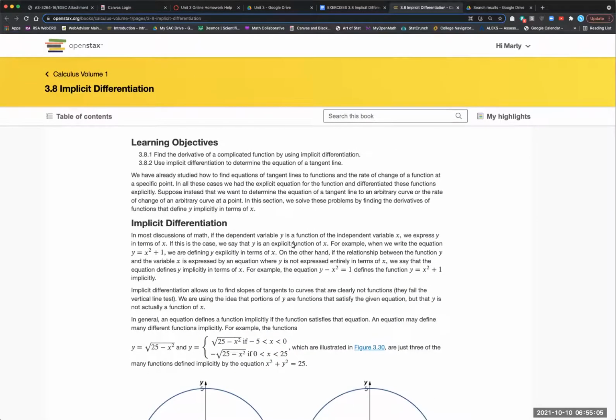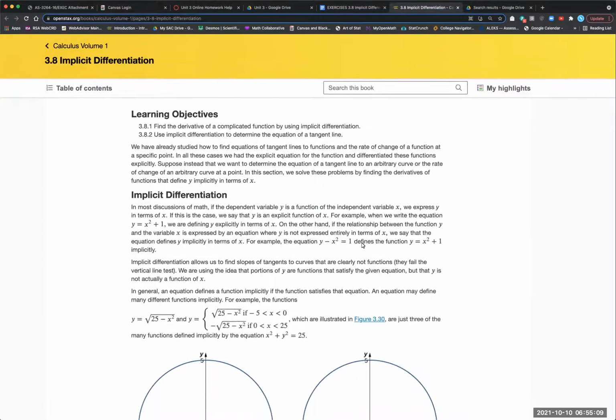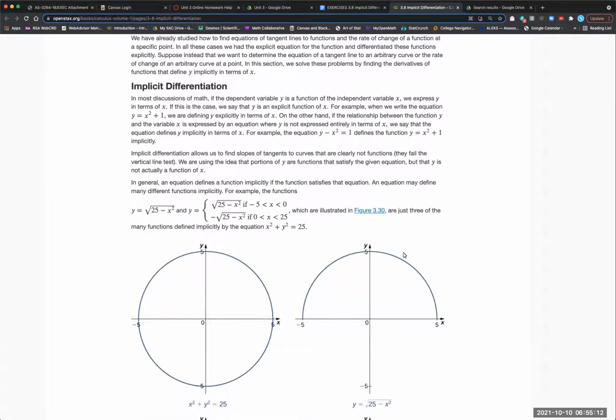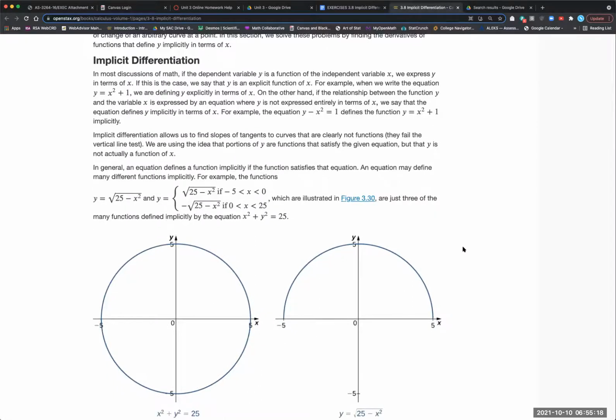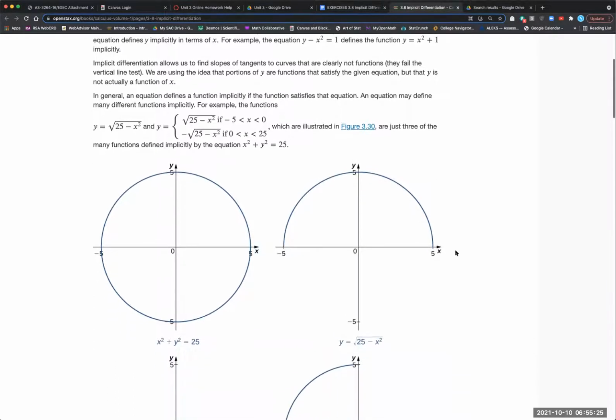Okay, let's take a look at lesson 3.8, implicit differentiation. Now, after you get used to the techniques, I want to make sure you understand why we have these techniques. And again, you've maybe read through this already or seen enough videos to get a sense of how we have this process compared to our original process.